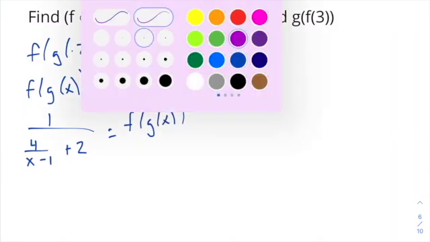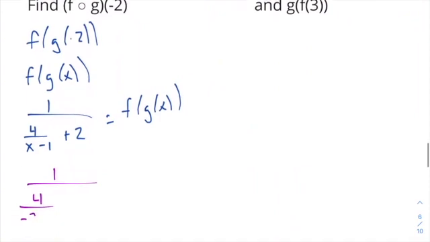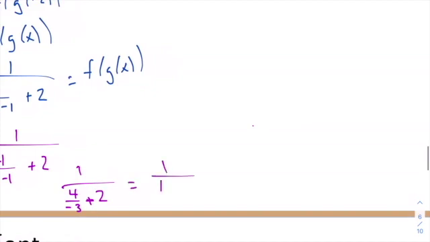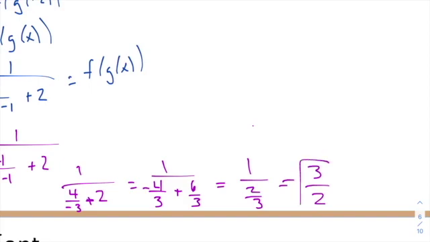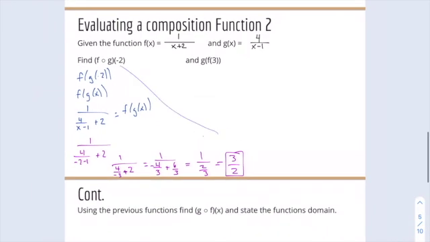I'll actually go ahead and say, all right, I've got 1 over 4 over negative 2 minus 1 plus 2. So this is 1 over 4 over negative 3 plus 2, which is equal to 1 over negative 4 over 3 plus 6 over 3, which is equal to 1 over 2 over 3, which is equal to 3 halves. So my answer here would be 3 halves. Once I've figured out my composition function, I can plug it all in, and that would be my answer.